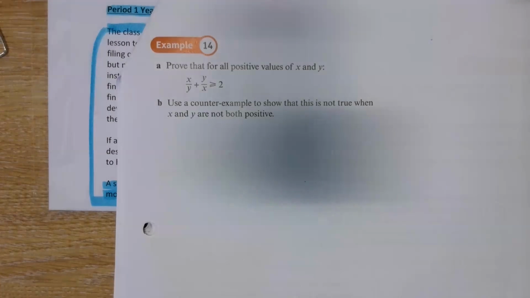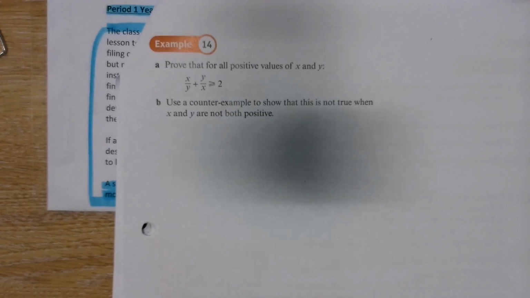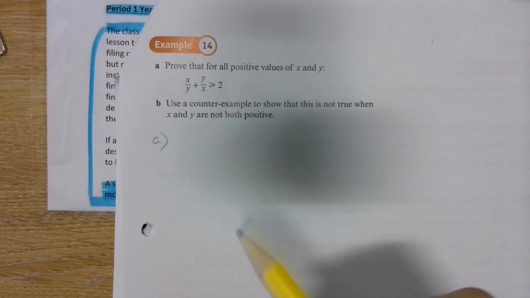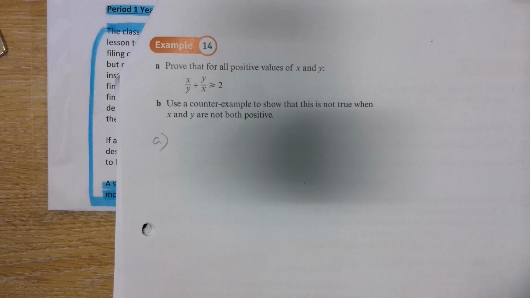Right, this one. Okay, so prove that for all positive values of x and y, x over y plus y over x is greater than or equal to 2. Now, these ones are trickier, okay? What I would advise you to do with something like this is try and manipulate the algebra to get it into a format that you can deal with.